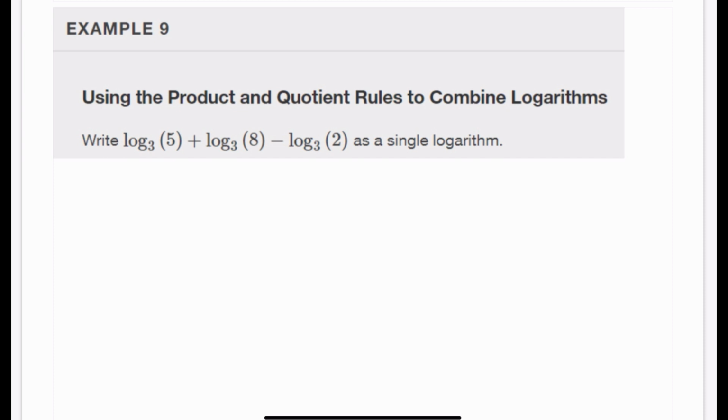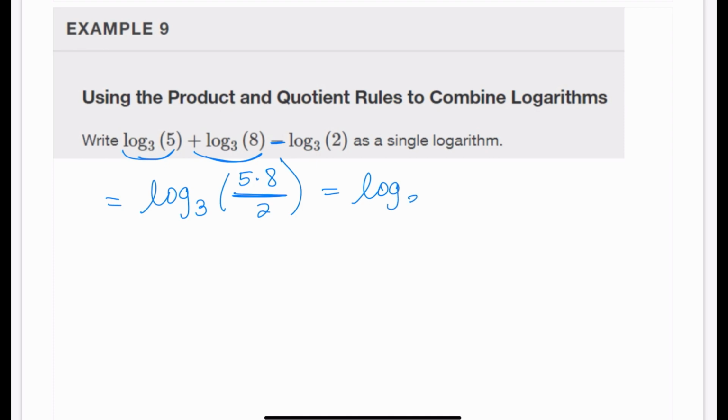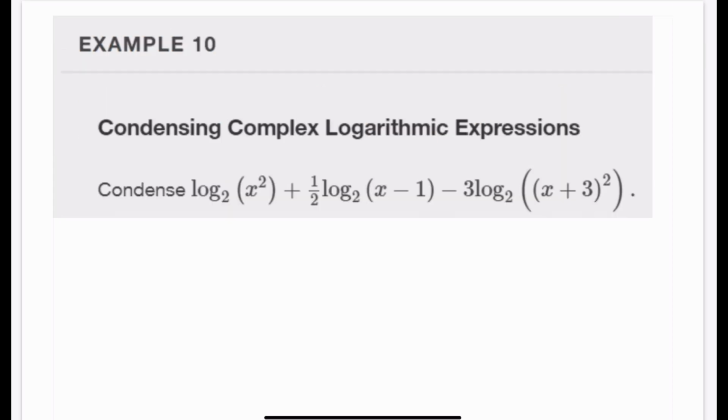No problem. When you have expanded through addition, it means that they were put together with multiplication. So I'm going to rewrite that as the log base 3 of 5 times 8. The subtraction, if you remember, came from the quotient rule, which means that I'm dividing by 2. So I multiply and divide. So this is equal to the log base 3 of 40 divided by 2, which is simply the log base 3 of 20.